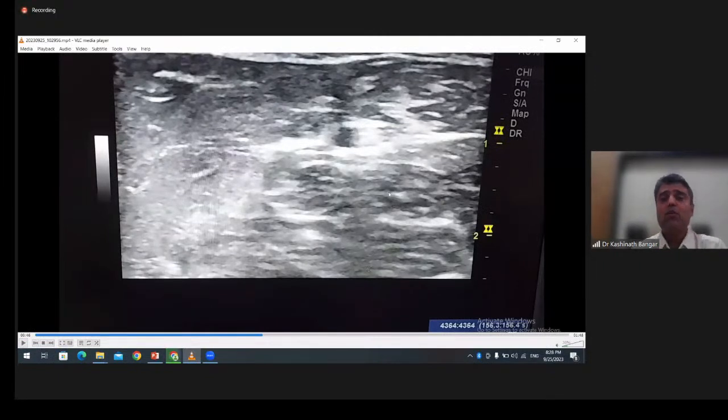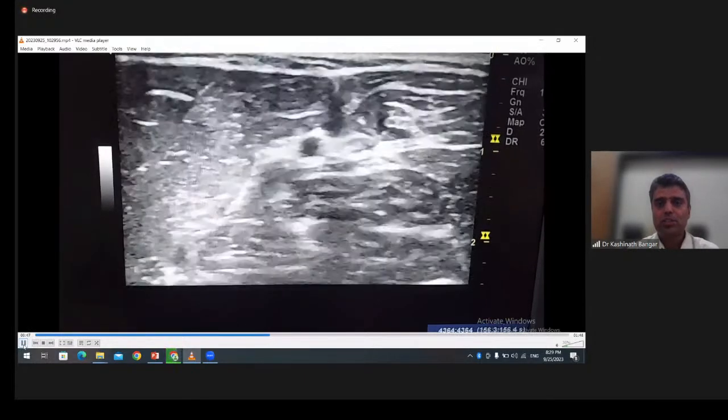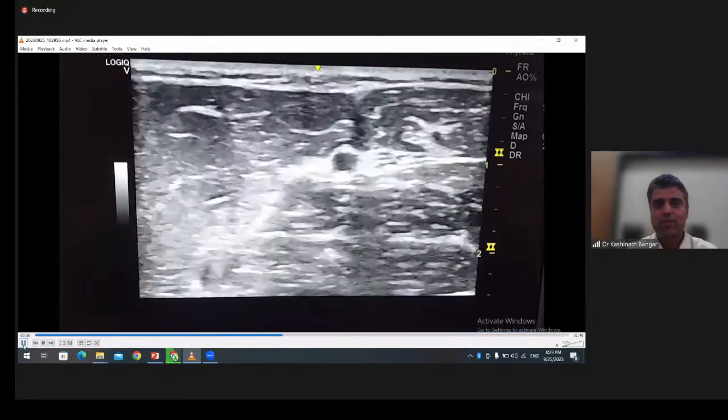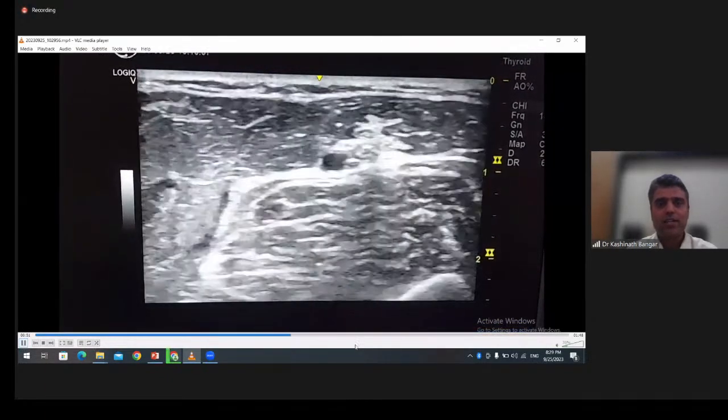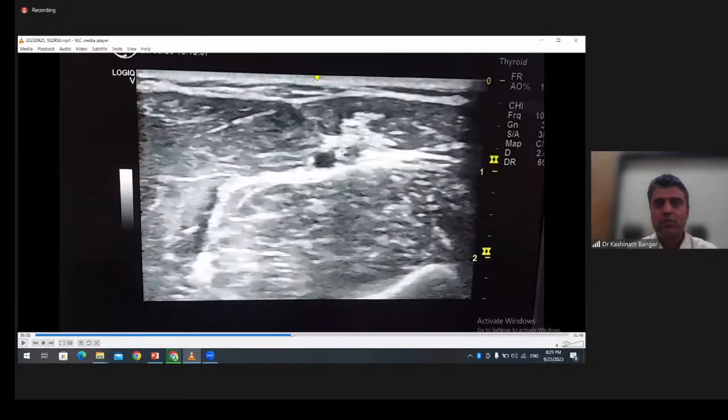canal. Before entering into the Guyon's canal, at the distal forearm, we see that it gives one small branch, and that is called the dorsal superficial sensory branch. I'll show you the dorsal superficial sensory branch. You can see the ulnar artery coming. Now here, you can see a few fascicles exiting from the ulnar nerve.